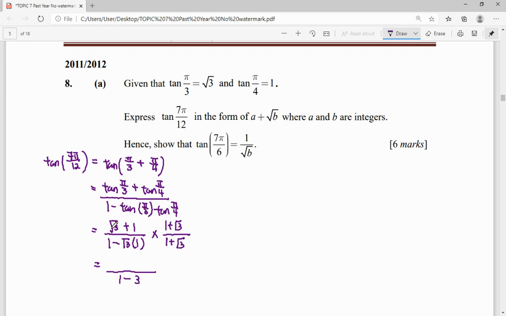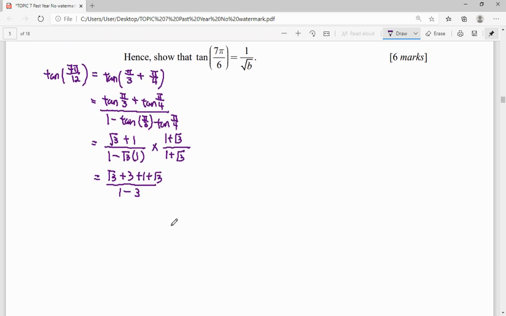For the numerator part, we will expand like usual. So it will become root 3, and then root 3 times root 3 gets 3, and then 1 times 1, and 1 times root 3. So we can get 4 plus 2 root 3 over negative 2. We simplify the negative 2 here, and you will get negative 2 minus root 3. So this is our first part of the question.